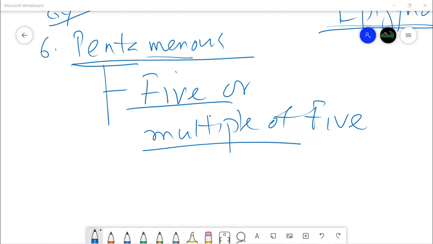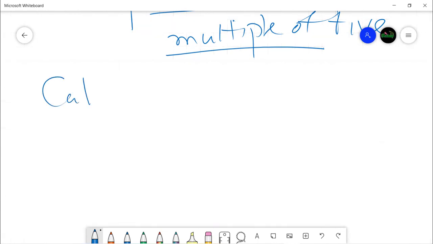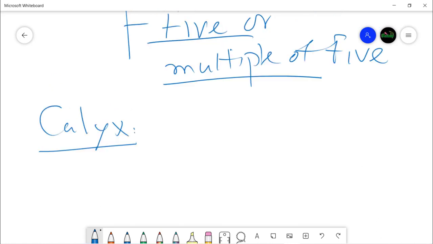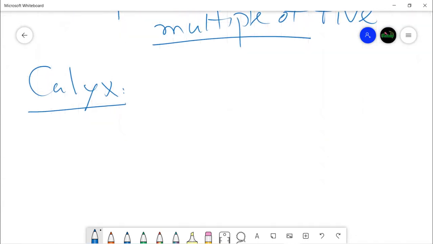Now we are going to take a look at the various floral parts, that is calyx, corolla, androecium and gynoecium, starting with calyx. We have just seen that the flower is pentamerous, that is 5 or multiple of 5. So calyx in family Apiaceae, their number is 5.